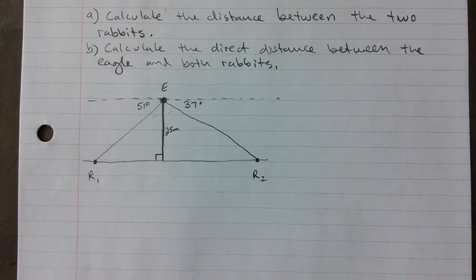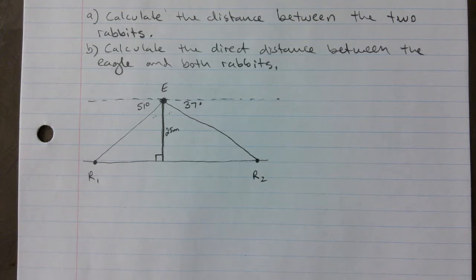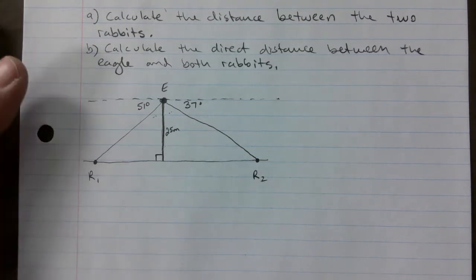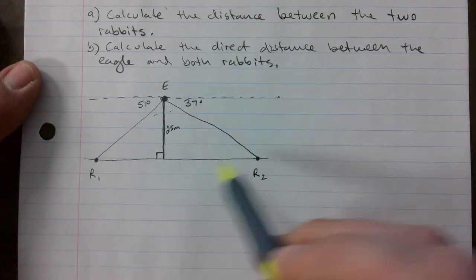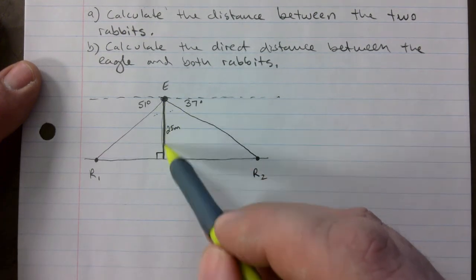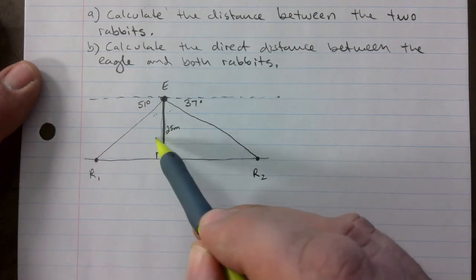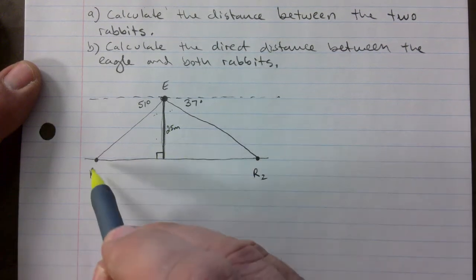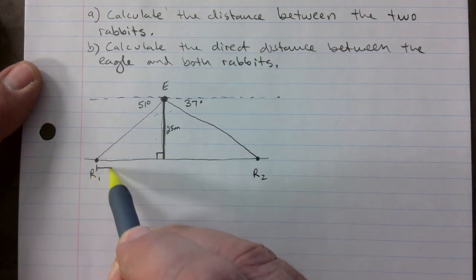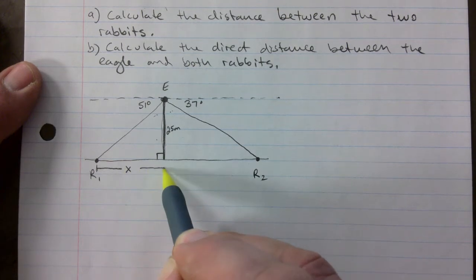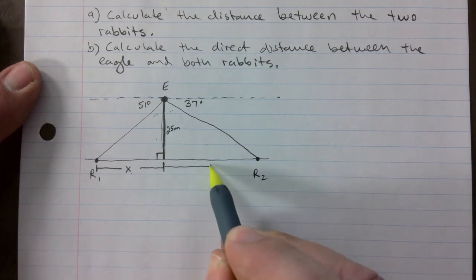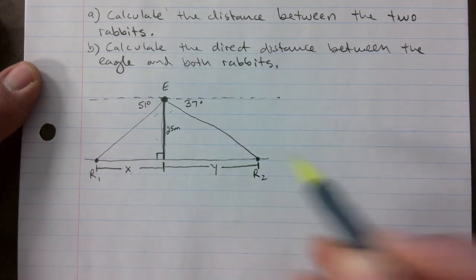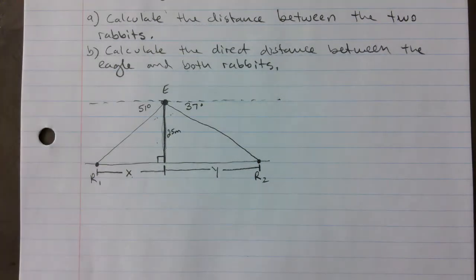So calculate the distance between the two rabbits. This is tricky, okay? Because the only side you're given is this one. So it's almost like splitting this triangle into two right triangles. And that should be your game plan. We're gonna find x using this triangle, and we're gonna find y using that second triangle formed, and we're gonna add those up, and that's how you should solve this type of question.